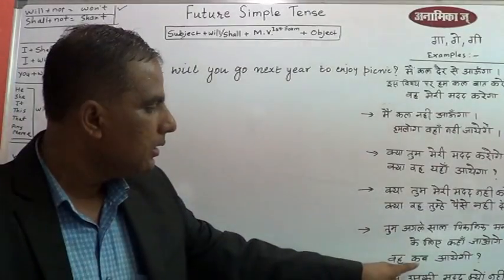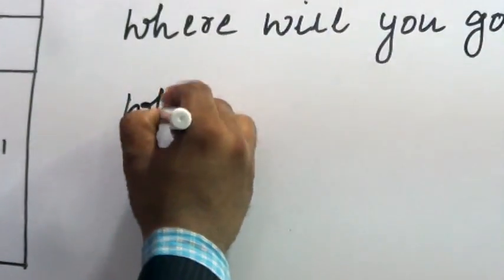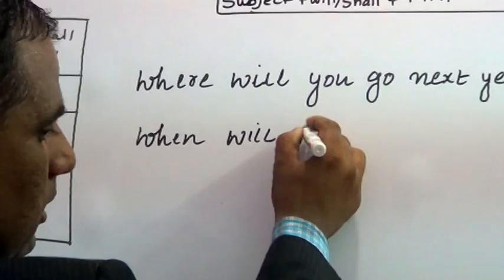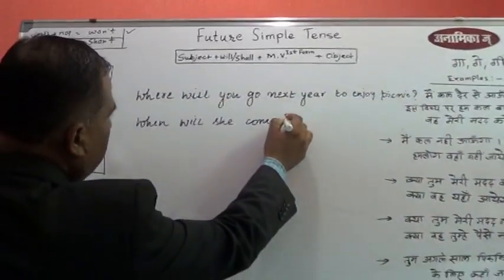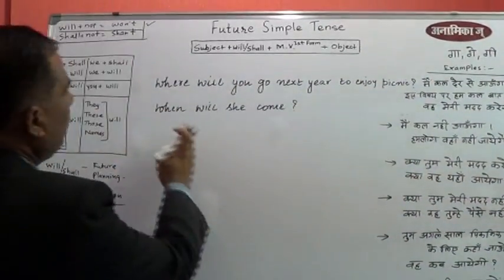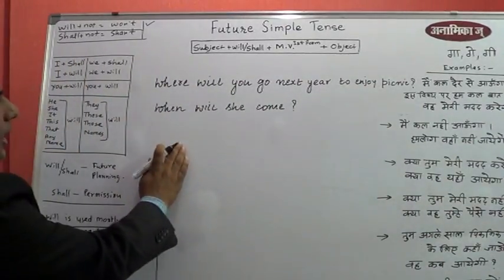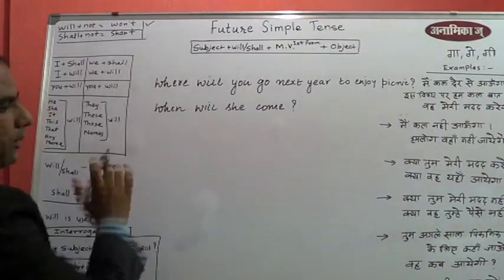वह कब आएगी? Now बीच में कब आ गया? That is why it has become a fact-finding question, and in English we will write it like kab means when, and then helping verb will, then she, and finally we have the verb. When will she come? So this when is asking for the time when this subject will arrive or reach or come.